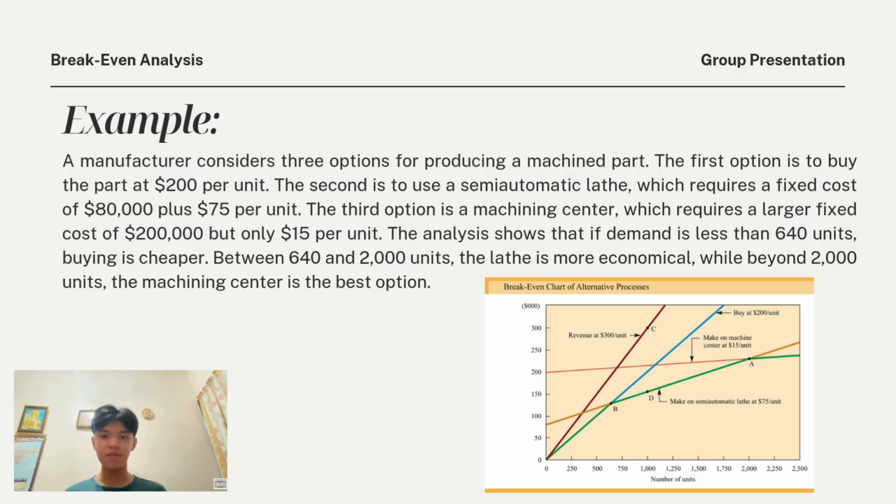This example applies break-even analysis to a real case. The manufacturer has three options. First is to buy the part, second is to use a semi-automatic lathe, and third is to use a machining center. So each option has different fixed and variable costs. So the results show that buying is cheaper at low demand levels. The lathe is best for medium demand, and the machining center is most economical for high demand.